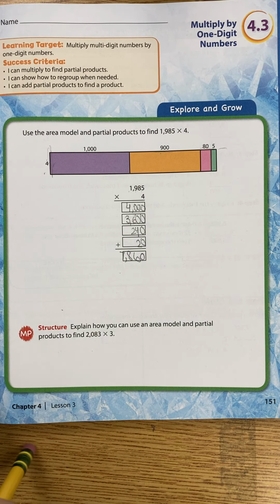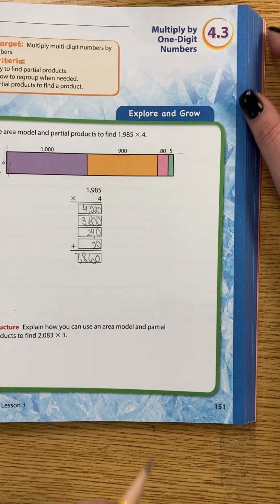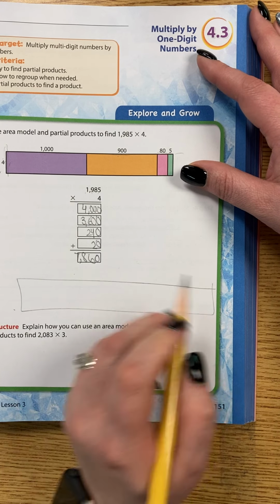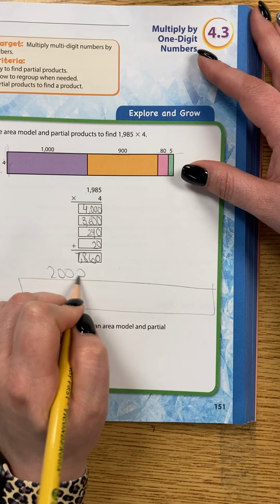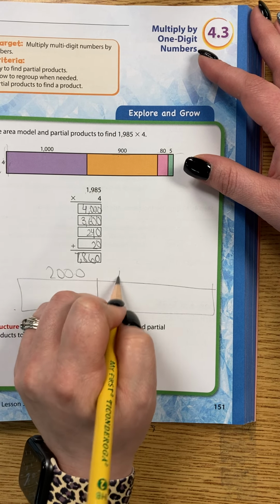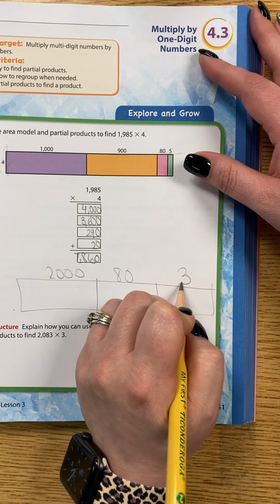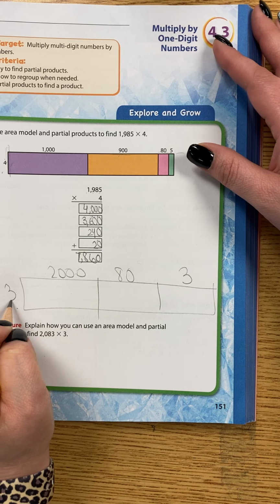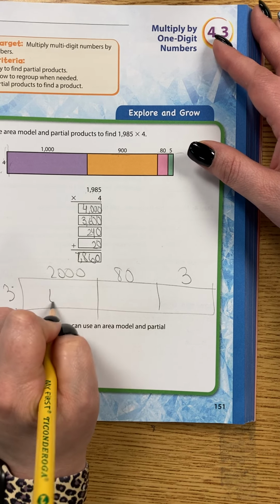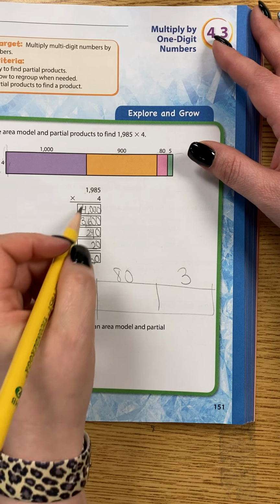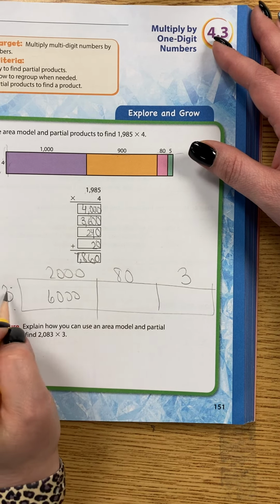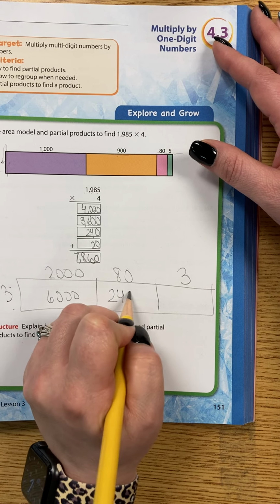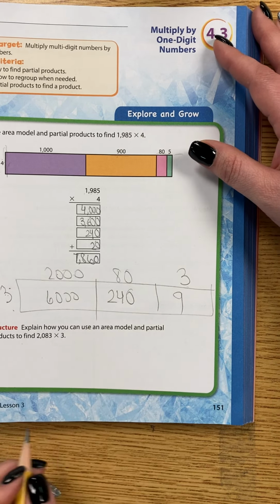So explain how you can use the model of partial products to find 2,083 times 3. Well, the model is cool and everything. I can draw it really quickly if you want, because then we have 2,000, right? And then we have 80, and then we have 3, and then you multiply times 3, okay? So 3 times 2,000 is going to be 6,000. I always draw it up here. 3 times 8 is 24 with 1 zero is 240. 3 times 3 is going to be 9.